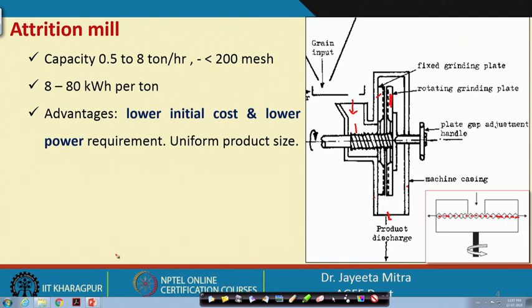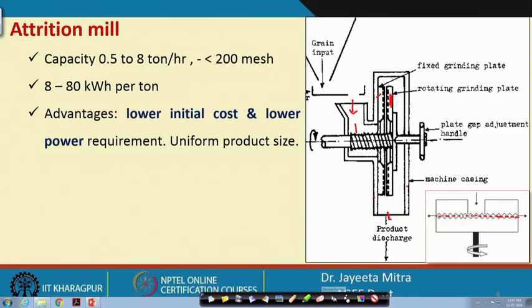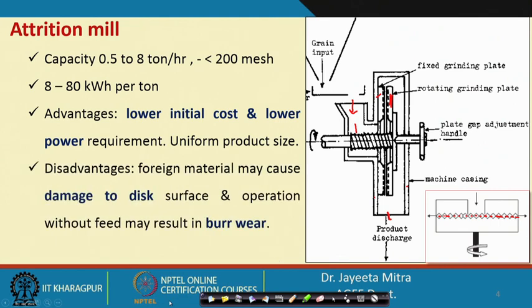Now, the advantage is that this is lower in initial cost. If you want to set up an attrition mill, we can do it at very low cost, and the power requirement is also less. We are getting uniform product size. That is an advantage. However, there are certain limitations as well. Foreign material that may come with the product can damage the disc surface, and operation without feed results in bar wear. So, we need to be careful that only the pure product or grain that we want to handle comes in between the two plates.